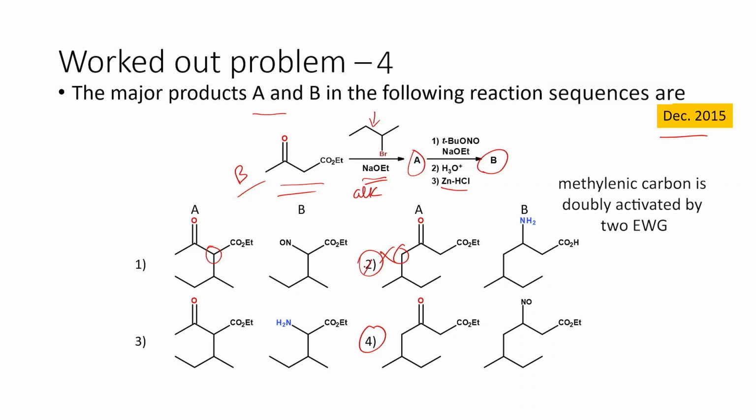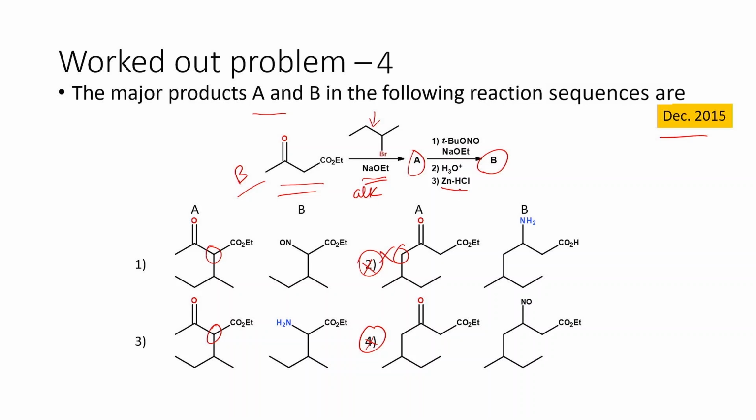So what we can say is the 2 and 4 are not the probable product that will be formed. Now we are end up with only two combinations, either 1 or 3 is going to be the final product, because both of them have the alkylation happening on the methylene carbon. So then we have to move on to the next one. The next one is the final product.